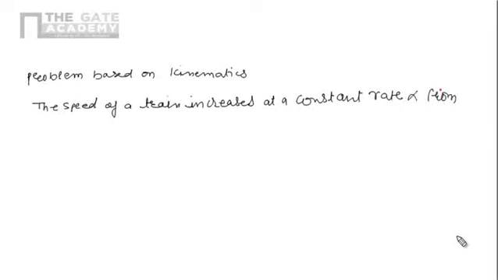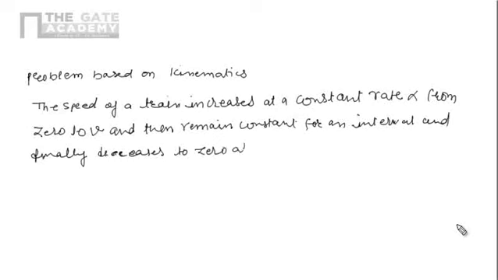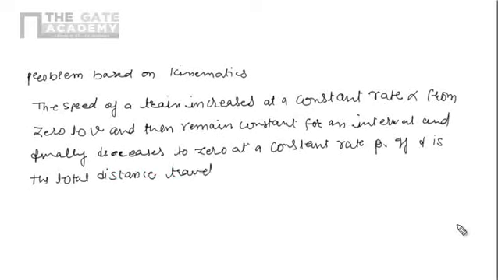The speed of a train increases at a constant rate alpha from 0 to v, and then remains constant for an interval, and finally decreases to 0 at a constant rate beta. If d is the total distance traveled.